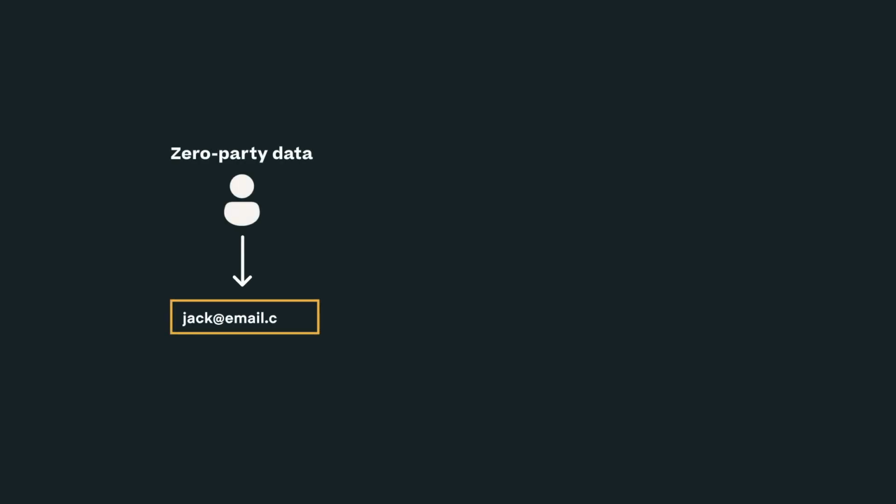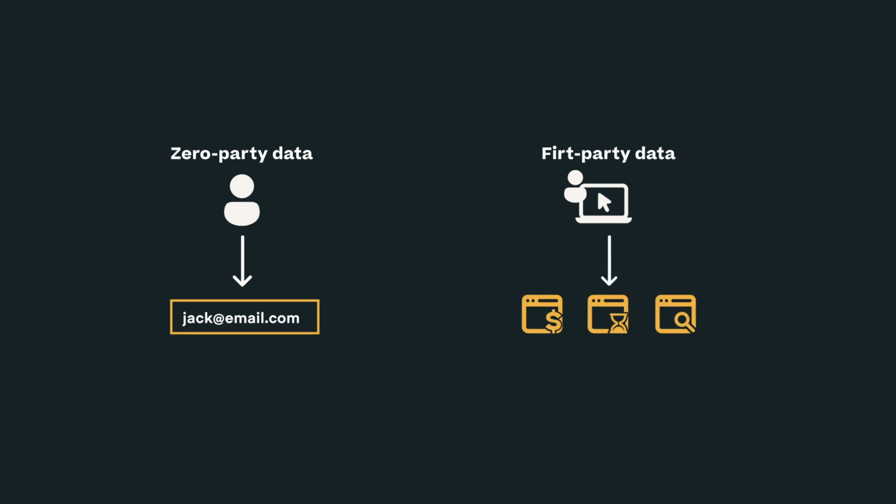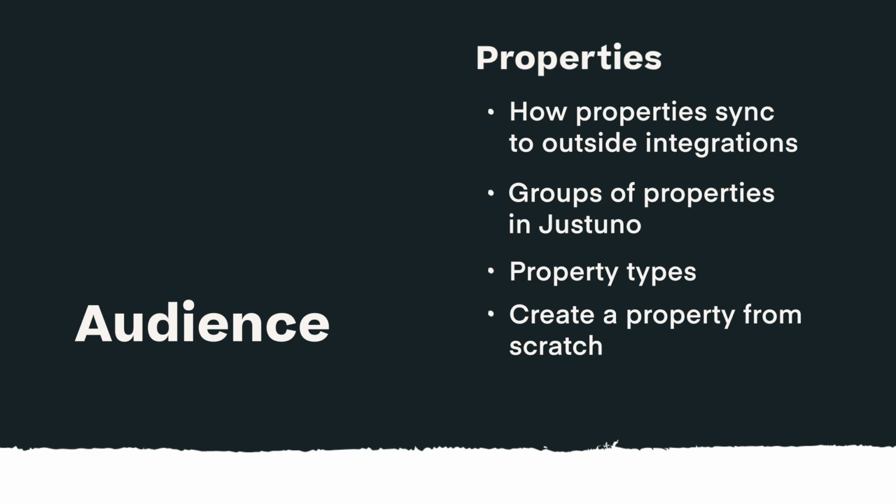Now, there are a few different ways that we collect data. There's zero-party data, which is input by the user itself and comes in forms, for example, email address or first name. And there's first-party data that we collect about their purchases, the amount of time they spend on a site, and so on and so forth.